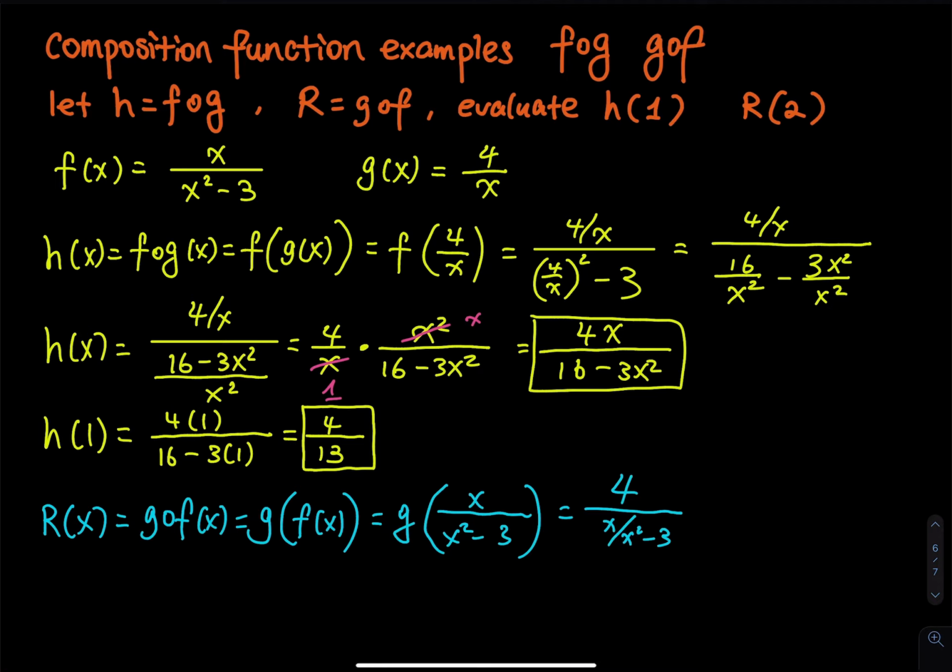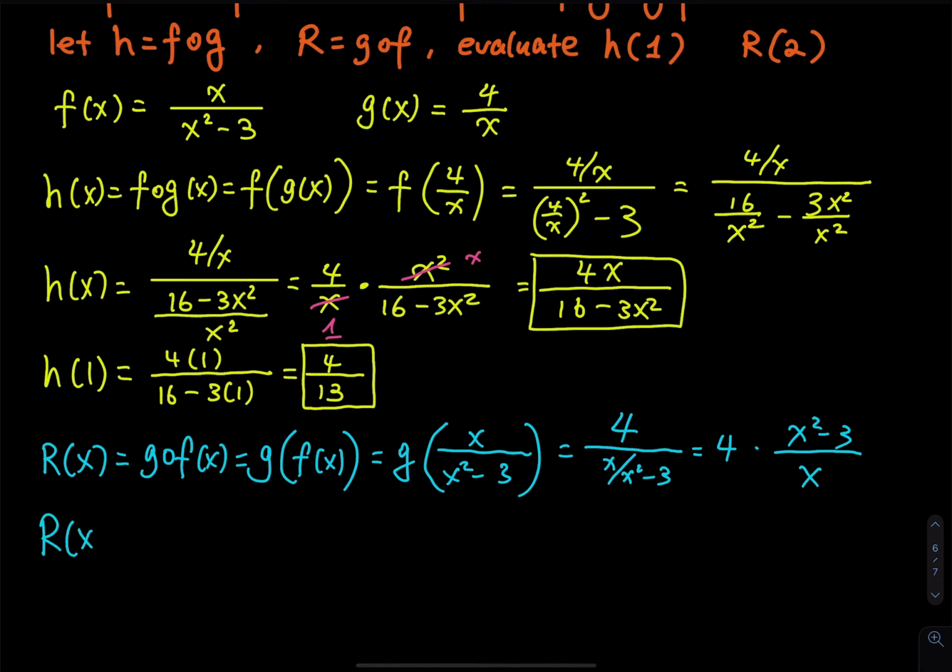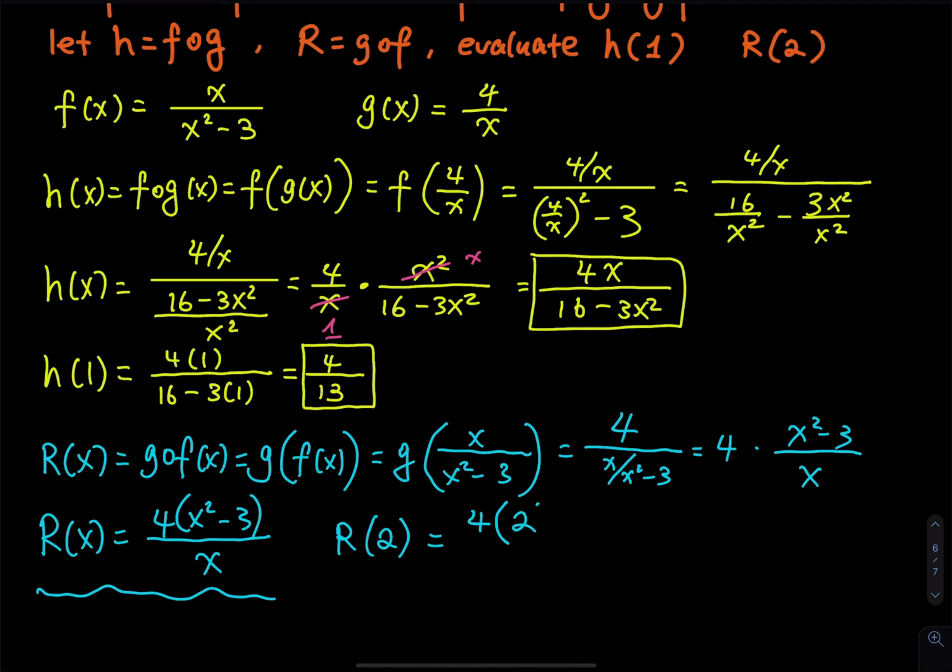So top divided by bottom, then you have to multiply by the reciprocal of the bottom. So 4 multiplied by x squared minus 3 divided by x, and then you have r of x equal to, this is x, so we have 4 times x squared minus 3. If you wish, you can distribute the 4, and then the next thing is we have to evaluate r of 2 when x equals 2. So we have 4 times 2 squared minus 3 divided by 2. So that is 4 times 1 divided by 2. The answer is equal to 2.